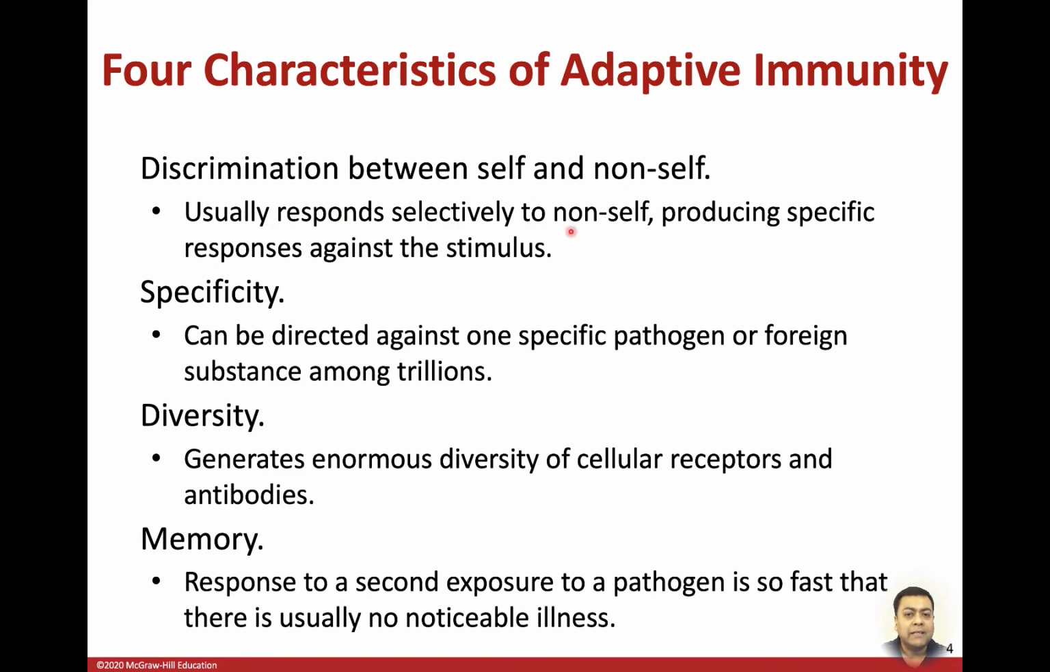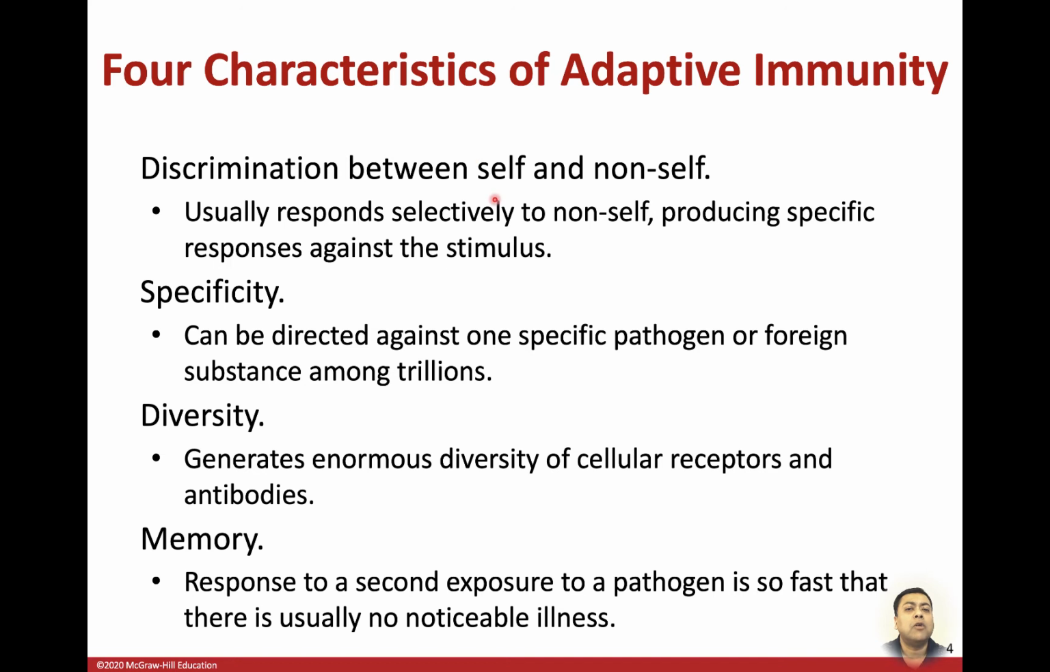It usually responds selectively to non-self, producing a specific response against the stimulus. Why is it important? Because we have thousands of different proteins in our cells, and if the regulators, particularly the T cells or the B cells of the adaptive immunity, by chance react with them, that would be detrimental to our own body, because these proteins are present on our cells and the immune cells would attack them. So the regulators make sure that during development, no T cells or B cells develop that react with any of the self antigens.